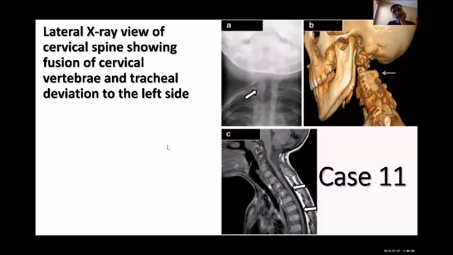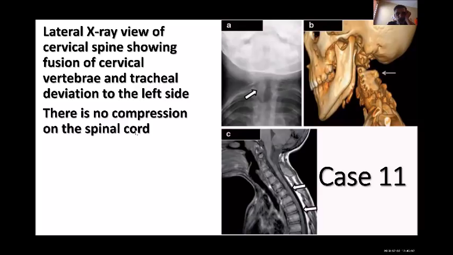So let's see. Lateral X-ray view of the cervical spine showing fusion of cervical vertebrae and tracheal deviation to the left side. So this is the trachea pushed to the left side, and there is a fusion. You see this is not fused, this area is fused. Is it clear? So there is a fusion of the vertebrae. Dr. Yahya, what is beside this? You are telling there is a deviation of the trachea to the right. What is beside this black color? This one? Yeah. What's that? Air? I think this is the esophagus.